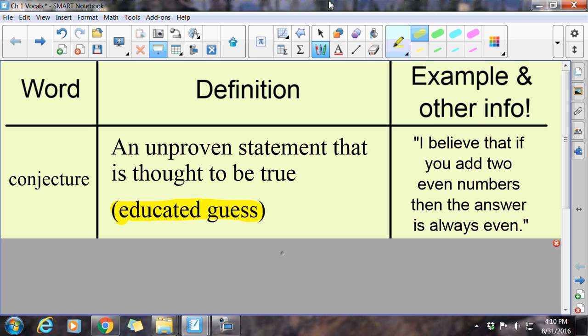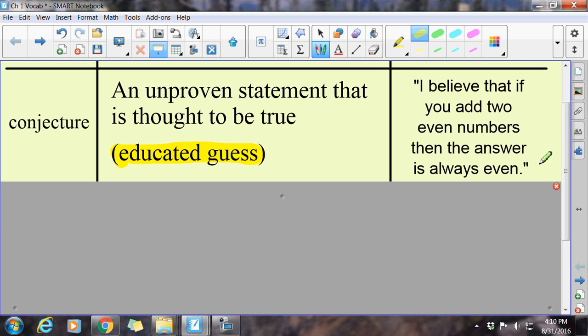So an example over here is this statement. I believe that if you add two even numbers, then the answer will always be even. So if I take 6 plus 8, that answer is 14. It's even. So will that always happen? A conjecture might be that this always happens. If you add two even numbers together, then the answer is always even. We haven't proved it yet. If we proved it, then it wouldn't be a conjecture anymore. But while it's just our thinking that it's true, it's our educated guess that we're pretty sure it's true, it's called a conjecture. So you'll be asked to make conjectures this year.